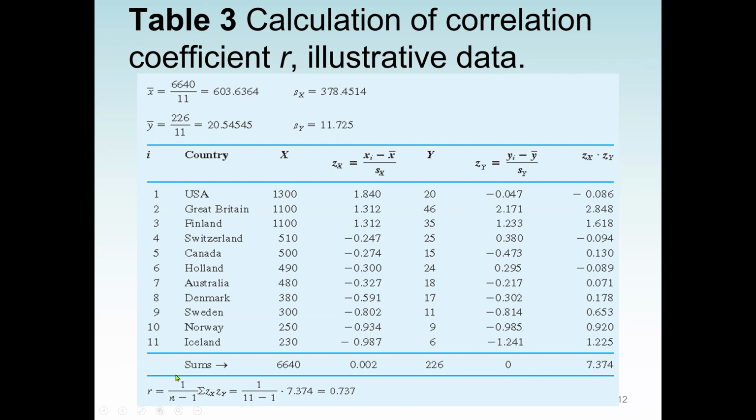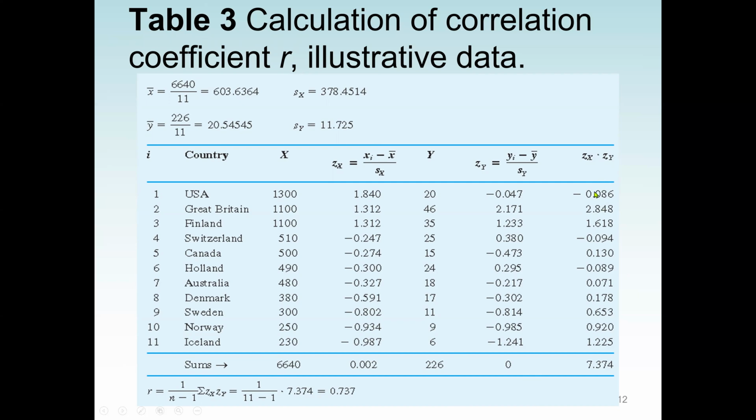So to find R is 1 over N minus 1, the sum of ZX and ZY. So I have 1 over 11 minus 1. Now the ZX, we have to come here. Where did we find it? The ZX is right here. So the ZX times ZY, the total, we have to add all. So the total was 7.374. It's good to do this in a table because you don't want to write 11 times, let's say negative 0.086 plus 2.848, and you keep writing.